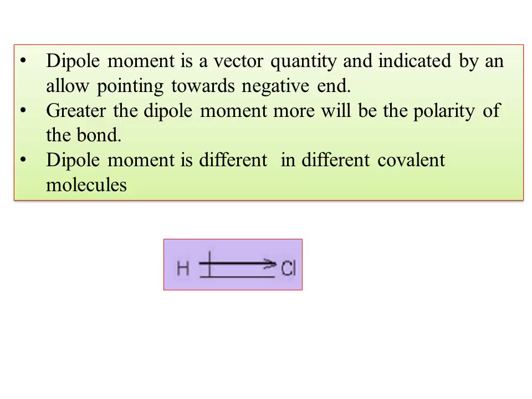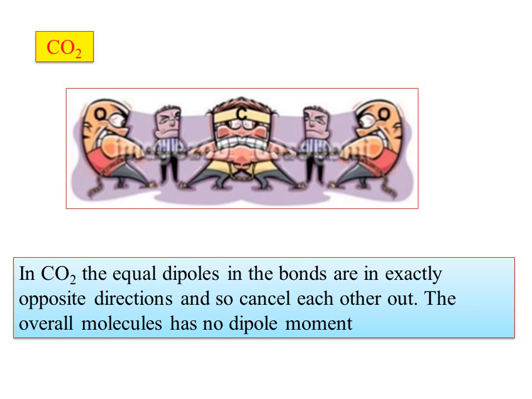Dipole moment is a vector quantity and is indicated by an arrow pointing towards the negative end. The greater the dipole moment, the more polar the bond. Dipole moment is different in different covalent molecules. For example, HCl is a polar molecule. Here, the polarity is more towards the chlorine. Therefore, the arrow is pointing towards the chlorine.